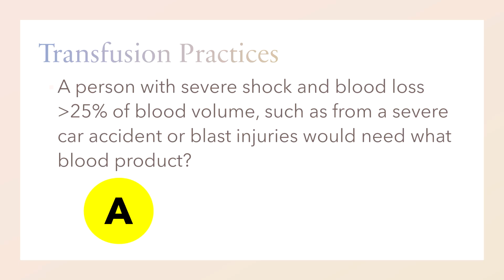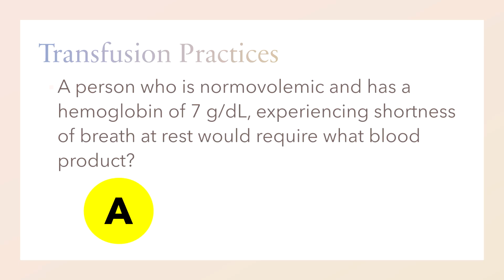Transfusion practices. A person with severe shock and blood loss of greater than 25% of blood volume, such as from a severe car accident or blast injuries, would need what blood product? Whole blood. A person who is normal volemic and has a hemoglobin of 7 grams per deciliter, experiencing shortness of breath at rest, would require what blood product? Packed red blood cells.